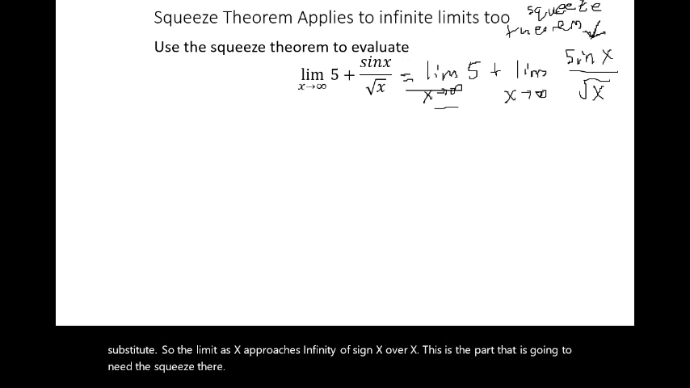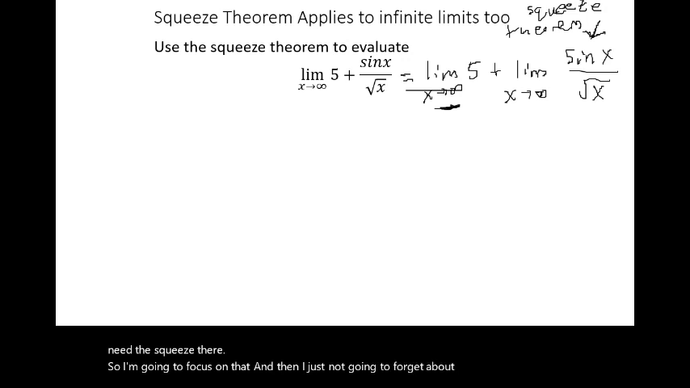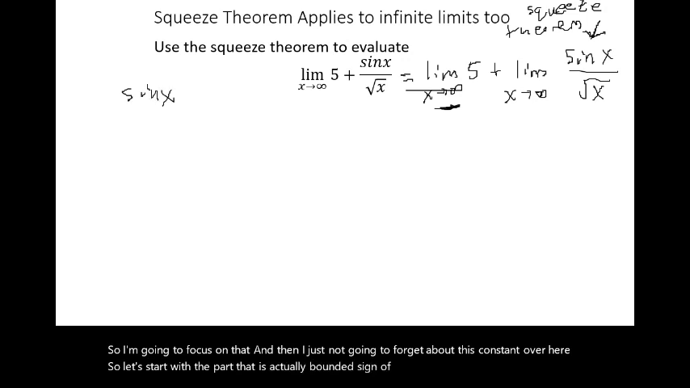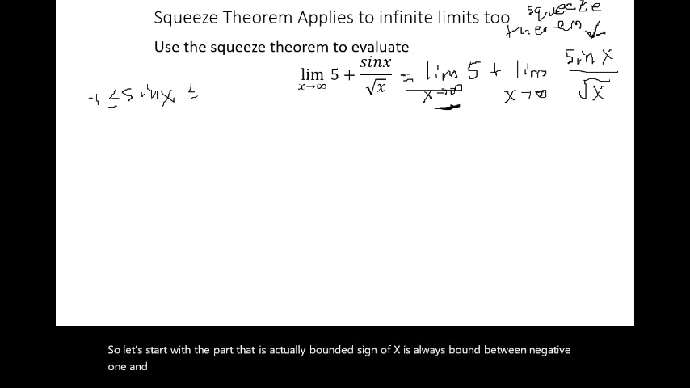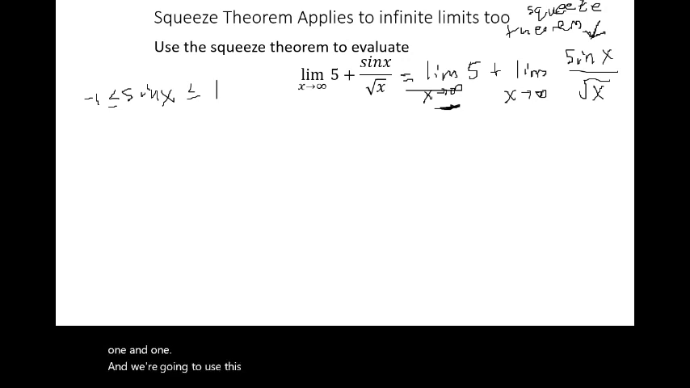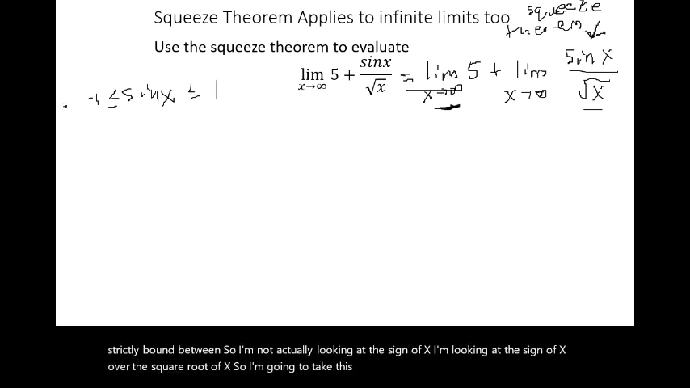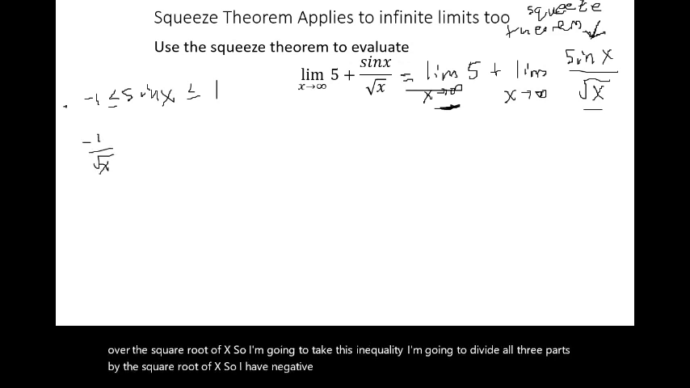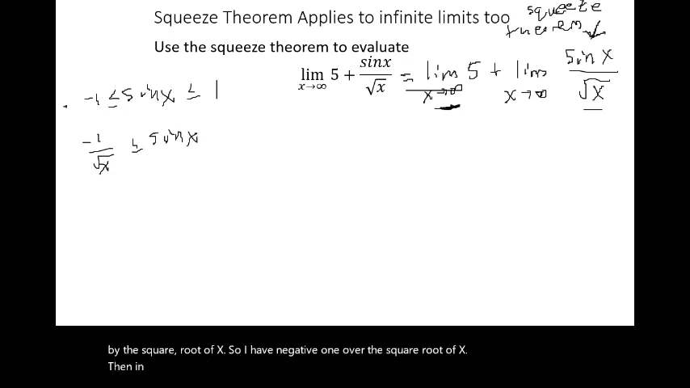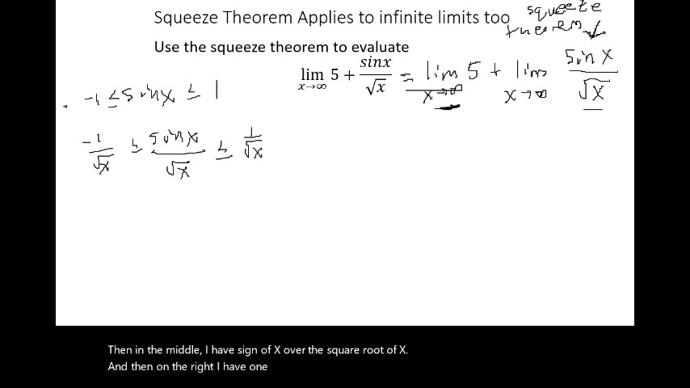So I'm going to focus on that, and I'm not going to forget about this constant over here. Let's start with the part that is actually bounded. Sine of x is always bound between -1 and 1. We're going to use this to figure out what two functions sine x over the square root of x is bound between. I'm not actually looking at the sine of x, I'm looking at the sine of x over the square root of x. So I'm going to take this inequality and divide all three parts by the square root of x. So I have -1 over the square root of x, then in the middle sine of x over the square root of x, and on the right 1 over square root of x.